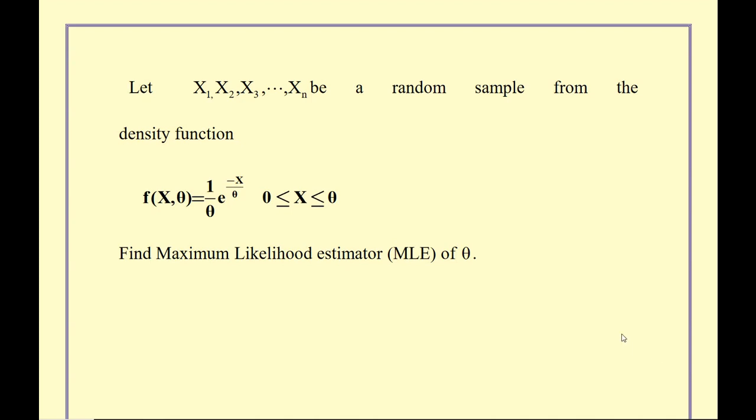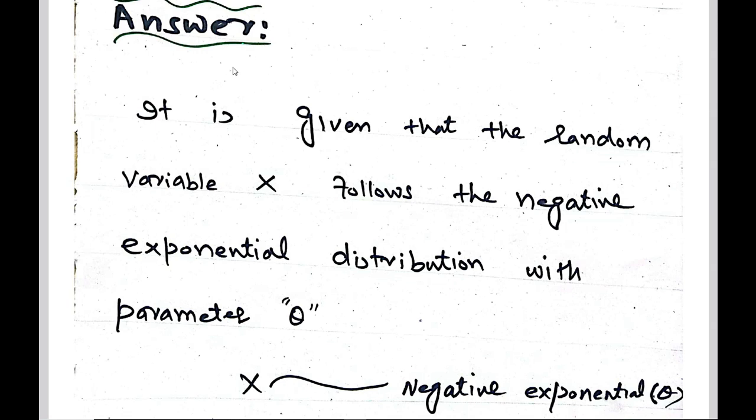In this video, I solve a question on the maximum likelihood estimator of parameter theta for the negative exponential distribution. The PDF of the negative exponential distribution is 1 over theta e power minus x over theta, where the random variable x ranges from 0 to infinity. So here is the answer.